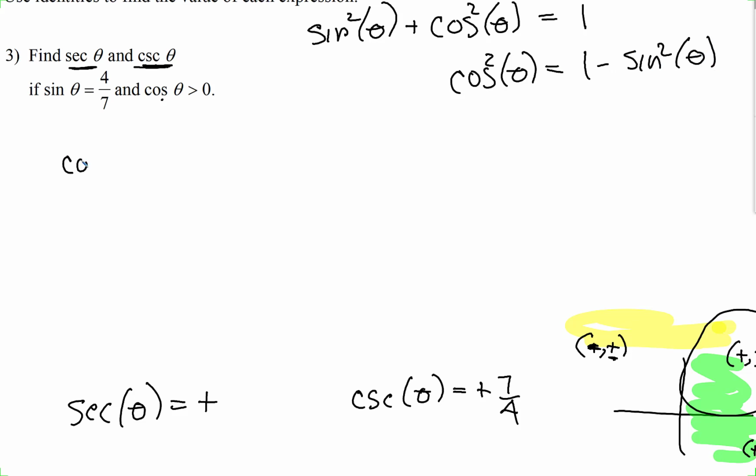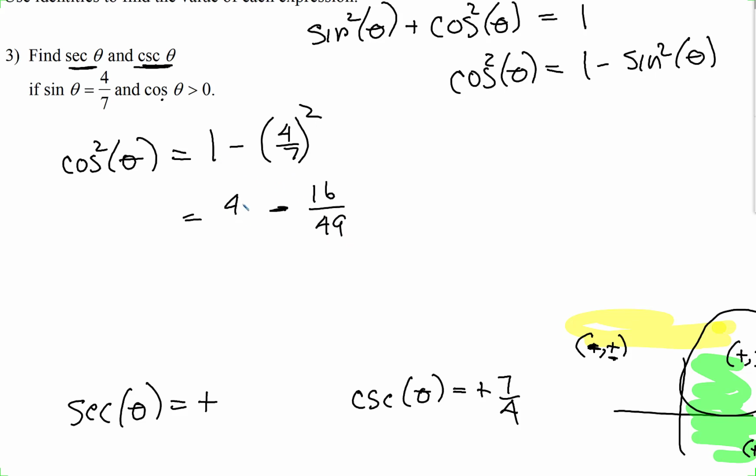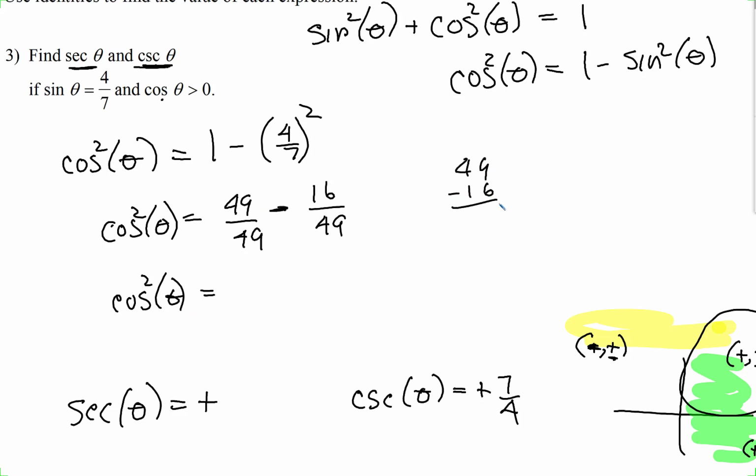So let's put that in. So cosine squared theta is equal to 1 subtract, the sine is 4/7, and that's squared. So when we square the 4/7, that becomes 16/49. So we will write 1 as 49/49. And that's cosine squared theta. Let's see, 49 subtract 16 is 33. So 33/49.